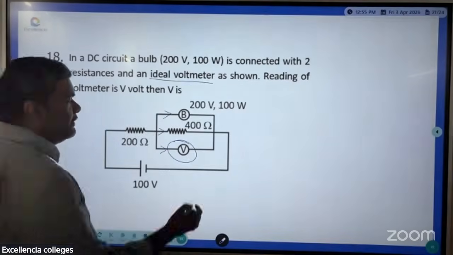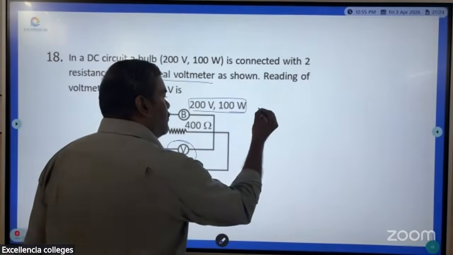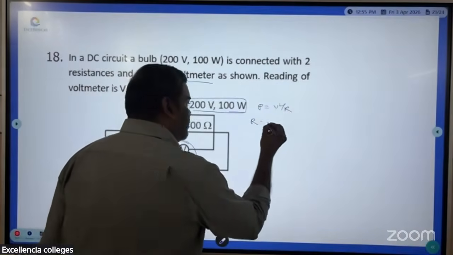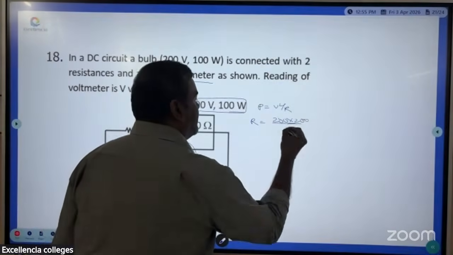The voltage is given, and the power is given. We know power is V square by R, so resistance will be V square by P. V square will become 200 into 200, divided by 100.